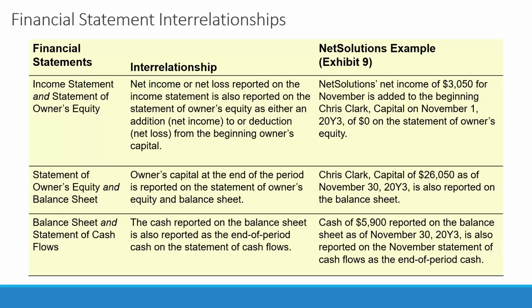So for the interrelationship between the income statement and the statement of owner's equity, you need the net income to put on the statement of owner's equity, because it increases or decreases your owner's equity depending on whether the business made or lost money. The ending owner's equity from the statement of owner's equity is going to show up on the balance sheet. And between the balance sheet and the statement of cash flows, the change in cash is going to appear on the balance sheet.